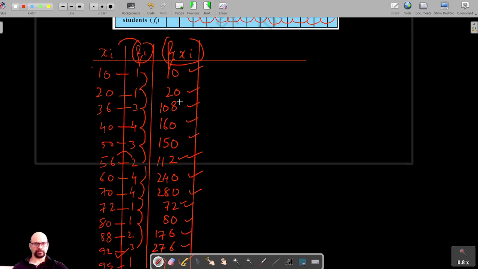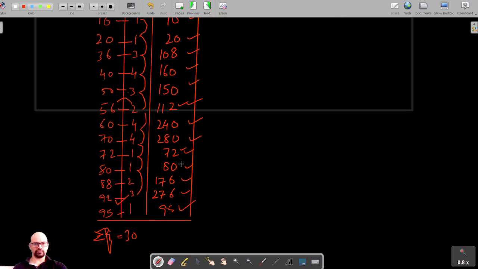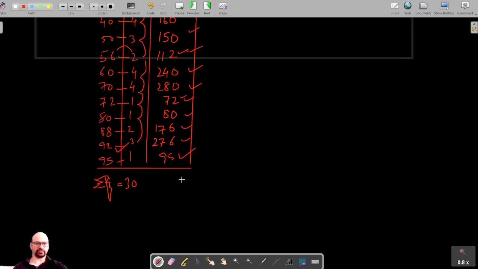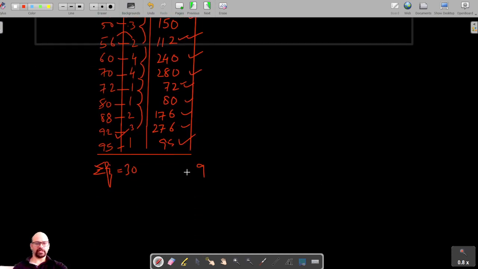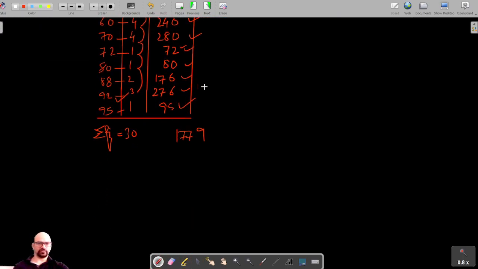So this is 8 plus 2 is 10, 2 is 12, 6 is 18, and 6 is 24, and 5 is 29. Okay, so if I add these, this will give me 1779. And this is the summation of this column, so we will write it as sigma fi into xi.